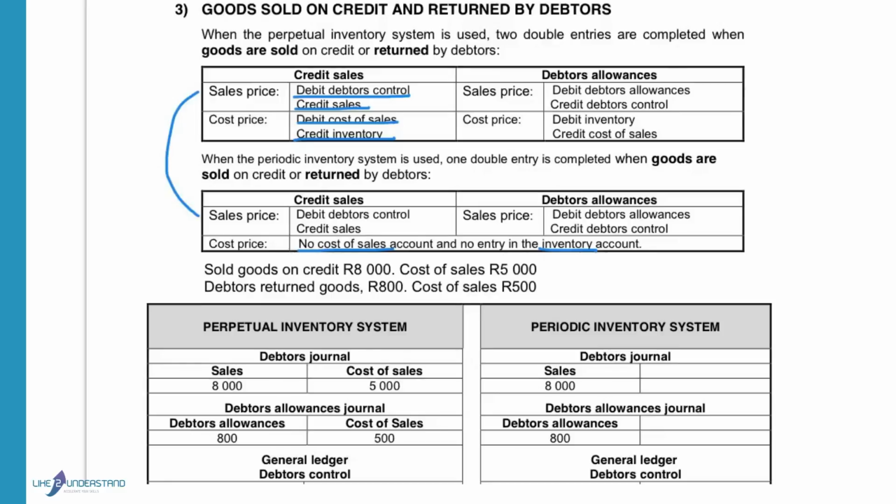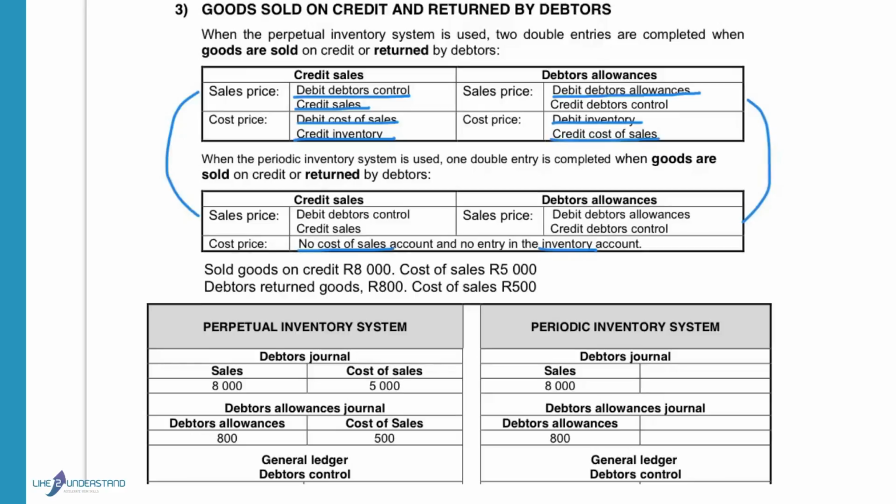In the debtors allowances, when the goods are returned, you will debit debtors allowances to decrease the income and the profits, and you will credit the debtors control account to decrease the asset. In the periodic system, you will complete that same entry debiting the debtors allowances, credited debtors control, but in the perpetual system, you will have a second entry for the cost price where the inventory is returned, so inventory increases on the debit side, and you credit cost of sales to decrease the expense.